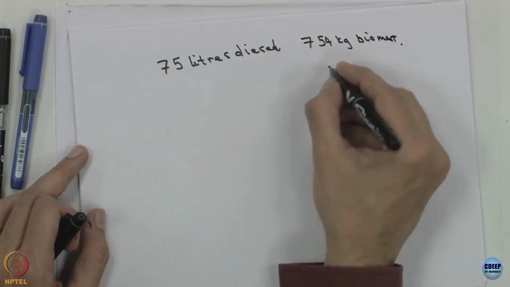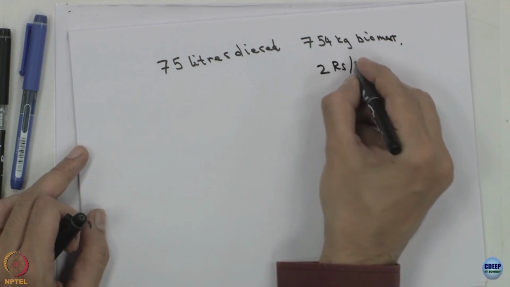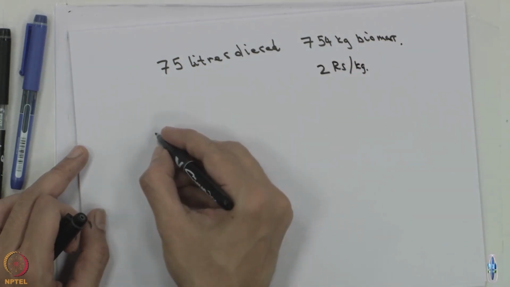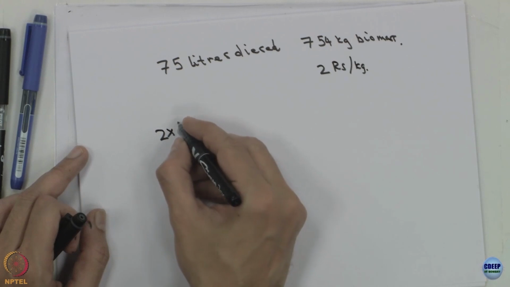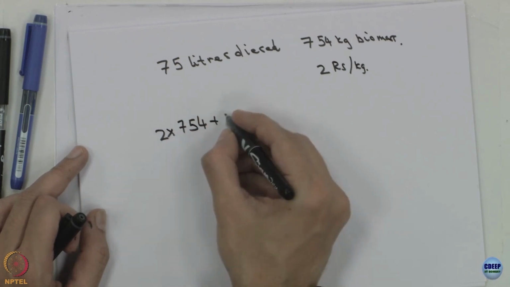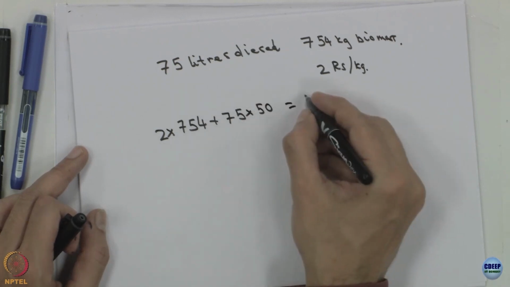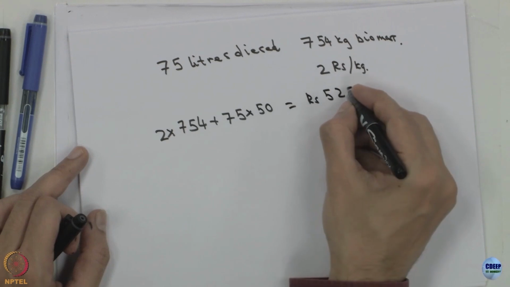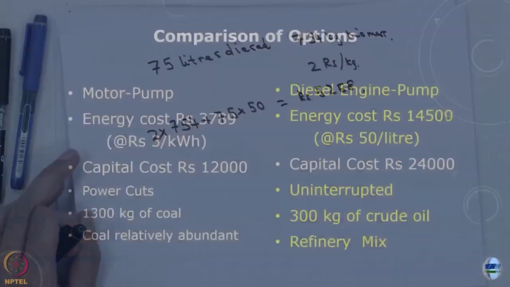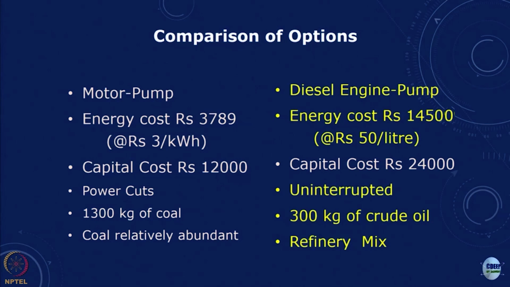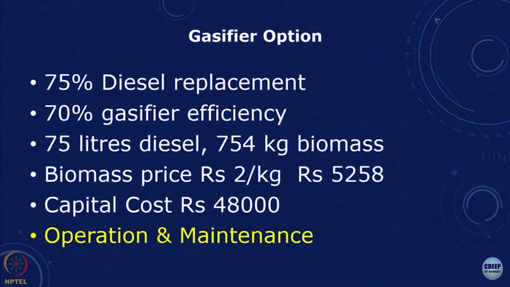So if the biomass price is 2 rupees per kg, then the total operating cost will be 2 into 754 plus 75 into 50. You can check this. This comes to about 5,258. Let's compare it with the diesel engine pump. Instead of 14,500, we are now getting 5,258. So of course the operating cost reduces. However, the capital cost increases because now we have the gasifier. It is also more tricky in terms of operation and maintenance.